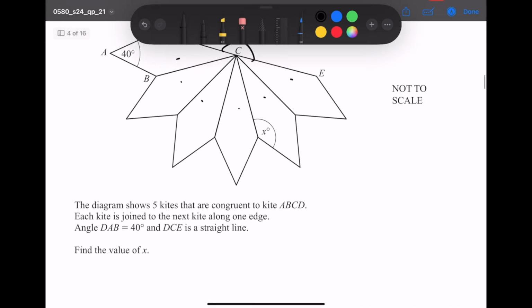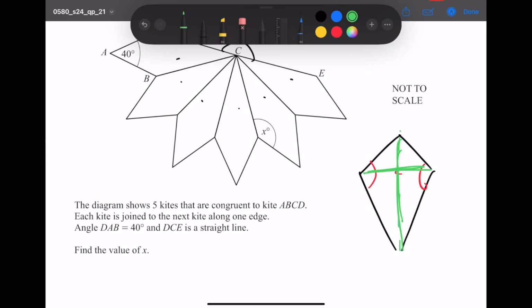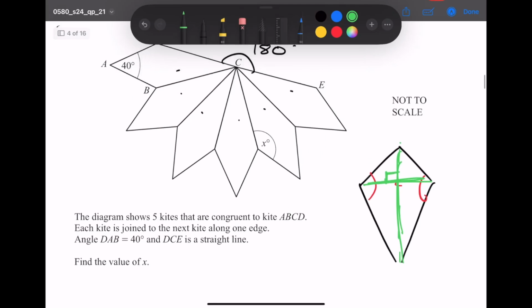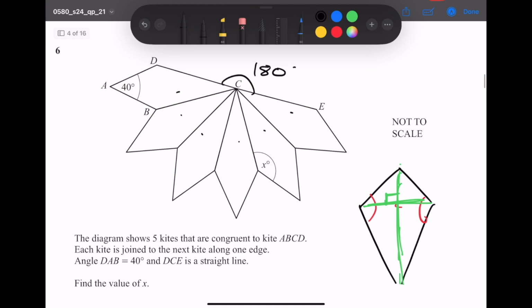Now, for any kite, the rules are that the sum of all the angles, like any four-sided polygon, add up to 360 degrees. Moreover, the side angles are equal. And the two diagonals of a kite are perpendicular, which means that they meet at right angles. So in this case, we have 40 degrees for angle DAB.